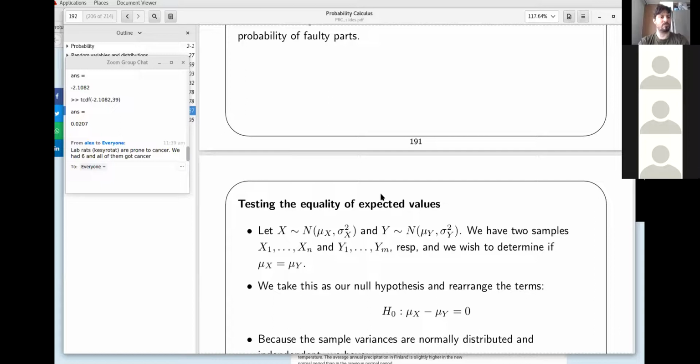Exactly, that is true. Lab rats are very prone to cancer. That's definitely what they are. That's why they use them in cancer research. They're very prone to cancer, and they're used in knockout studies where they knock out certain genes from the genome to see how it affects their cancer rates.